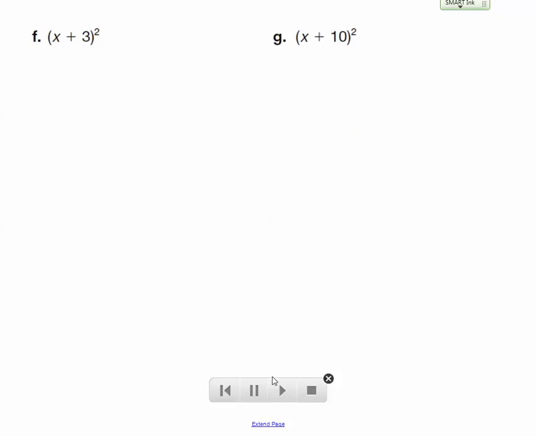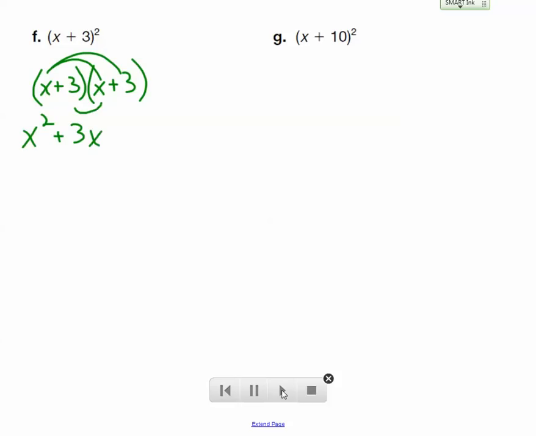Let's do some more. Let's expand this. X plus 3 squared is like x plus 3 times x plus 3. And then we just do the same process. Distribute the x, x squared plus 3x, and then distribute the 3, 3x plus 9. Combine like terms, x squared plus 6x plus 9.